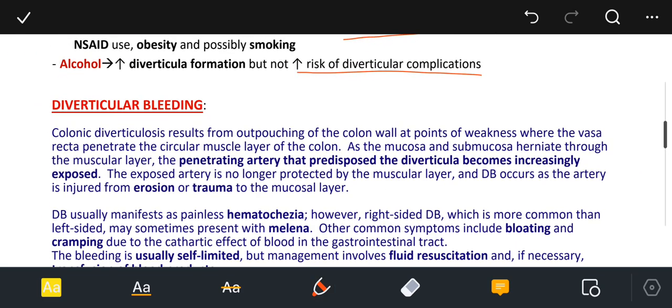Diverticular bleeding. Colonic diverticulosis results from the outpouching of the colon walls at the point of weakness where the vasa recta penetrates the circular muscle layer of the colon. As the mucosa and submucosa herniate through the muscular layer, the penetrating artery that predisposed to the diverticula becomes increasingly exposed. The exposed artery is no longer protected by the muscular layer, and diverticular bleeding occurs as the artery is injured from the erosion or trauma to the muscular layer.